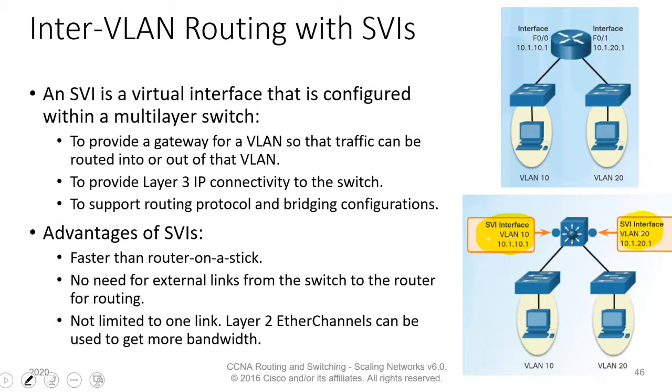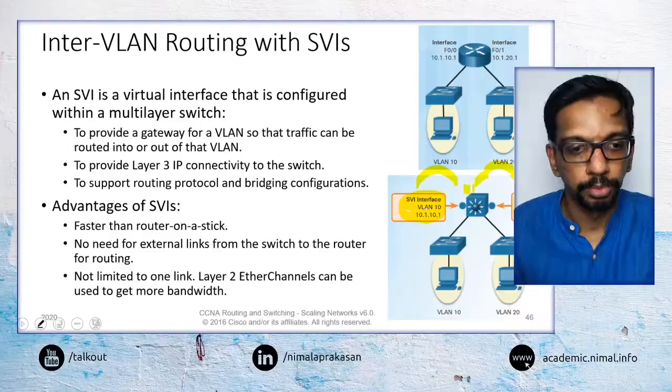So anything that belongs to VLAN 20 can be forwarded to this particular virtual interface, and VLAN 10 can be forwarded to this virtual interface. So that is the main idea behind using SVIs for inter-VLAN routing.